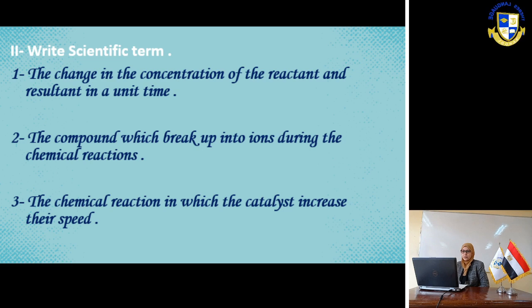Write the scientific term. The change in the concentration of the reactant and result in a unit time: speed of the chemical reaction. The compound which breaks up into ions during the chemical reaction is called ionic compound. The chemical reaction in which the catalyst increases the speed is called positive catalyst.